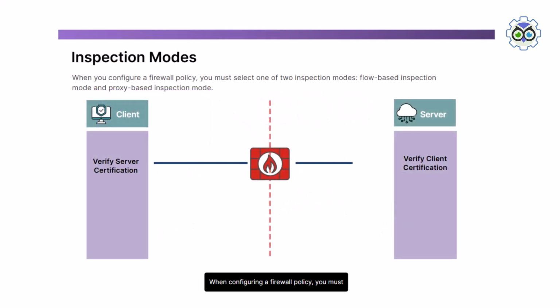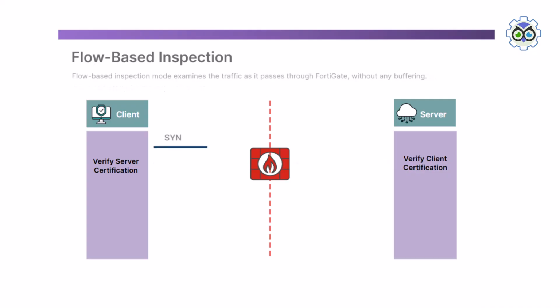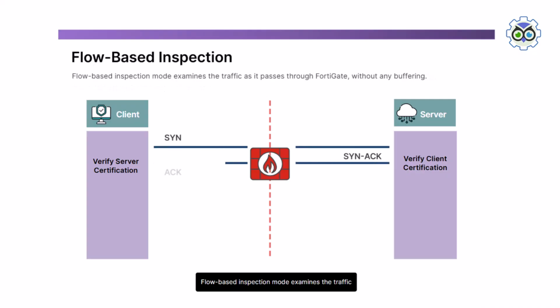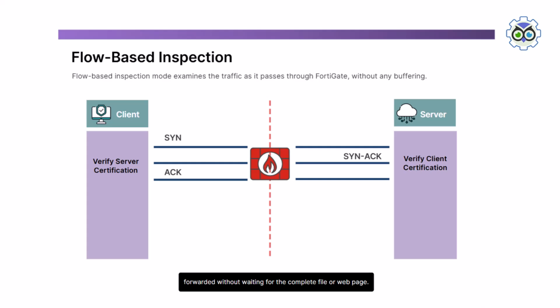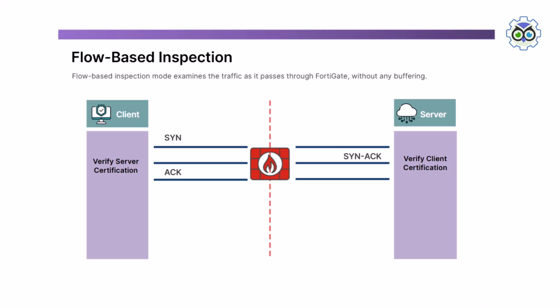When configuring a firewall policy, you must select between two inspection modes: flow-based inspection mode and proxy-based inspection mode. Flow-based inspection mode examines the traffic as it passes through FortiGate without any buffering. As each packet arrives, it is processed and forwarded without waiting for the complete file or web page. FortiGate does not alter the original, which means that any features that modify content, such as safe search enforcement, are not supported in this mode.